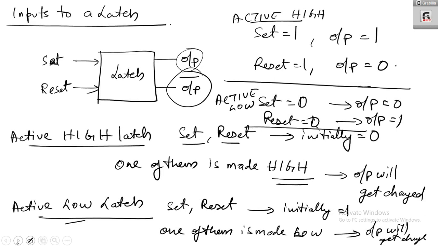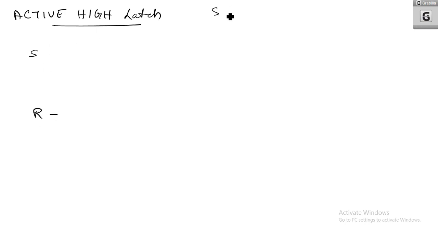Initially I will explain the operation of active high latch. You are having S as an input, and R as an input. Here S stands for set, and R stands for reset.